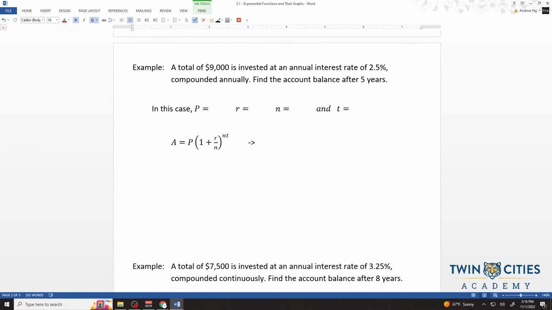A total of $9,000 is invested at an annual interest rate of 2.5% compounded annually. Find the balance after 5 years. Okay, so let's find what these things mean first. P is the principal. That means how much did you start with? Well, the account started with $9,000.